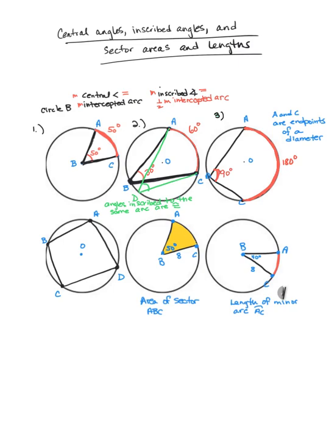So an angle inscribed in a semicircle is a right angle.